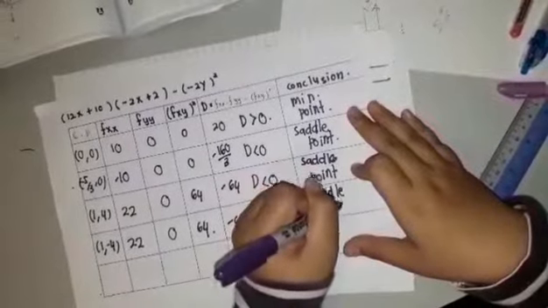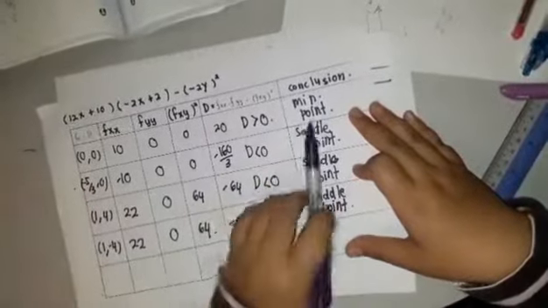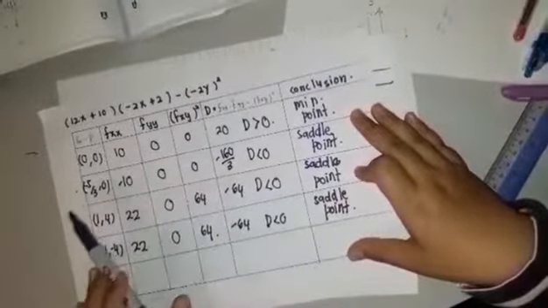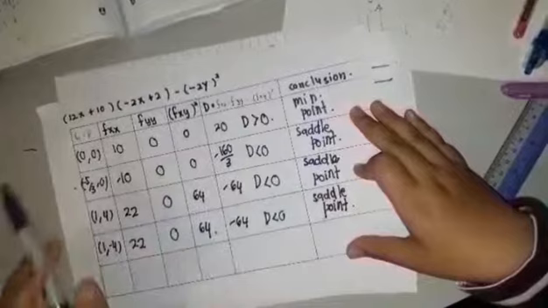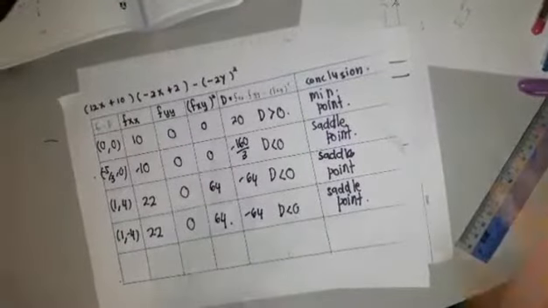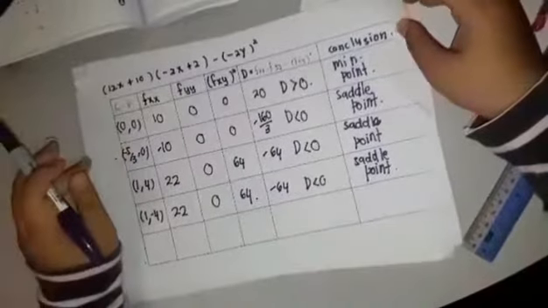So the final conclusion is we get a minimum point for the first critical point, and saddle points for the second, third, and fourth. So this is the final answer that we get from the question.